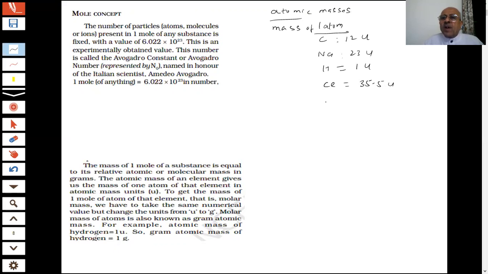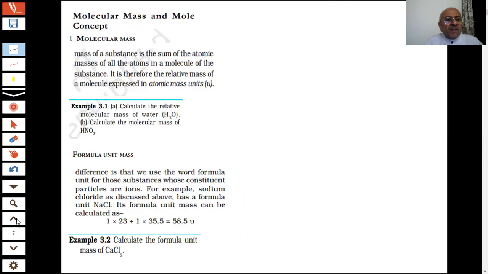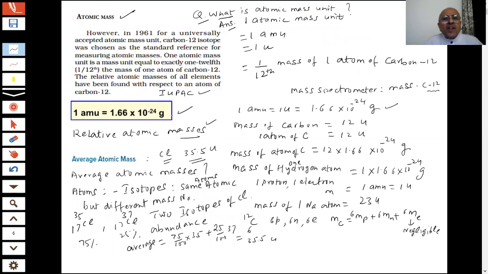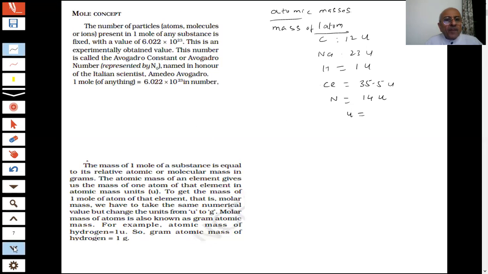Okay? Now the problem is, students, 1 U. What is 1 U? Mass of nitrogen, you are saying, is 14 U. Or AMU, you are writing U. That U means one atom. Now students, what is 1 U? 1 U is how much? You have just found the value of that. What was the value of 1 U? 1.66 × 10 to the power minus 24 gram. 1 U is 1.66 × 10 to the power minus 24 gram, students.